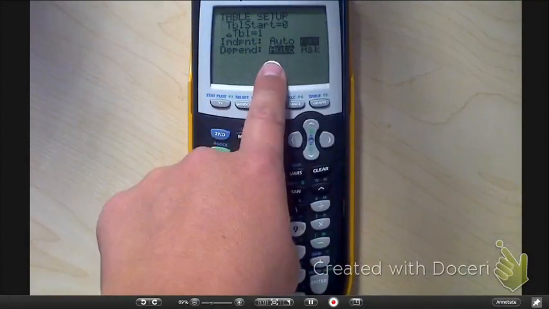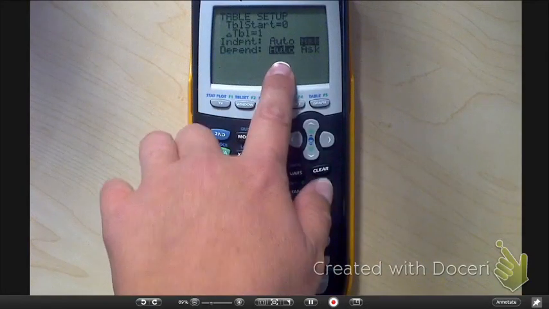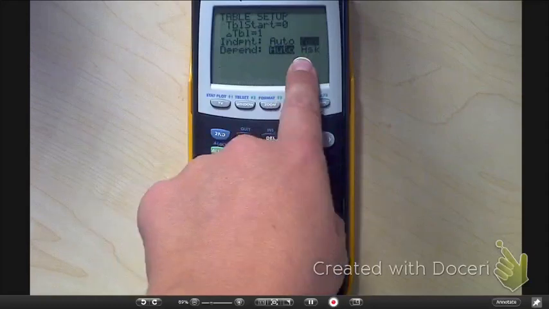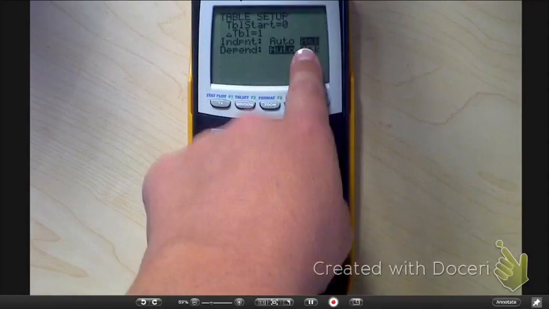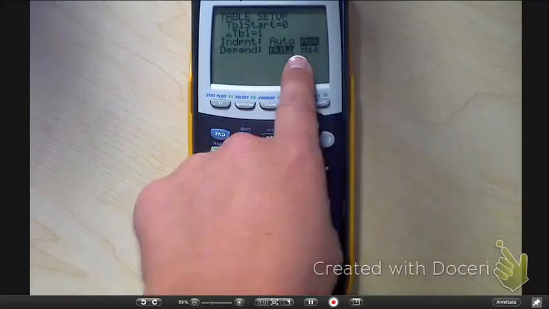Leave the dependent setting on auto. If you put the dependent setting to ask, then you also have to type in y values. I don't want to type in y values. I just want to have to type in the x values and have it tell me what the y values are that correspond to those x values. So leave that one at auto.